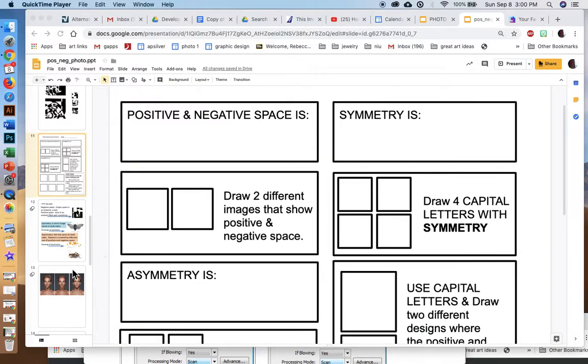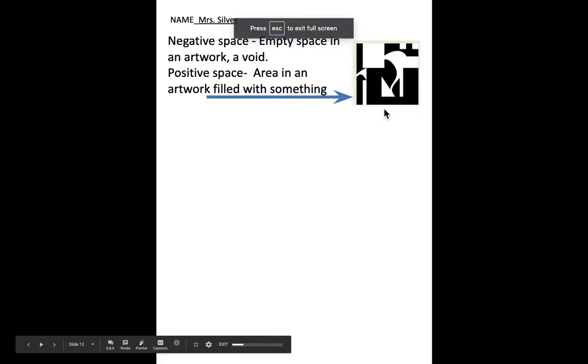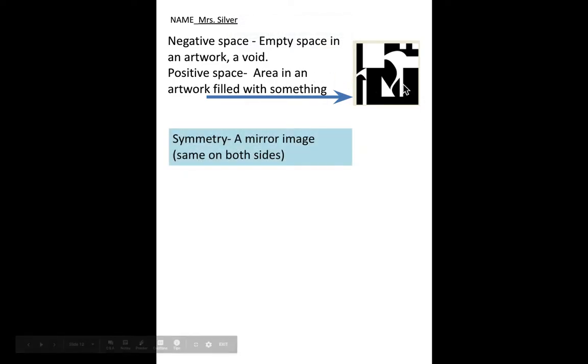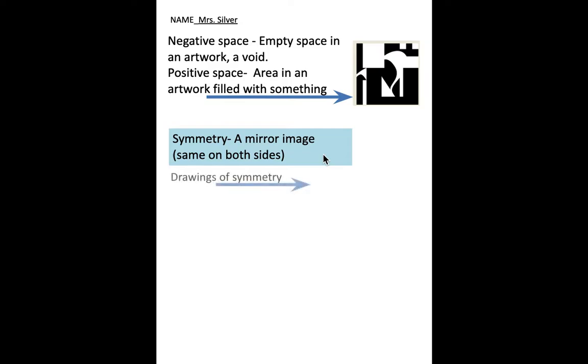Okay, so symmetry. Let's get started with that first because so much fun. All right, let me hit present and get to it. Okay, so we already know what positive and negative space is. So symmetry. Symmetry simply states a mirror image, same on both sides. And you already know this. If I show you some examples, you have seen symmetrical. It's everywhere, right? This is all around us.